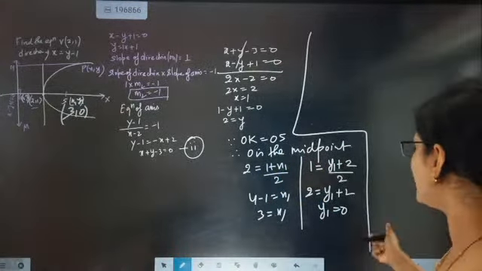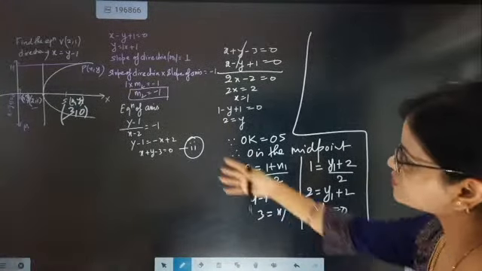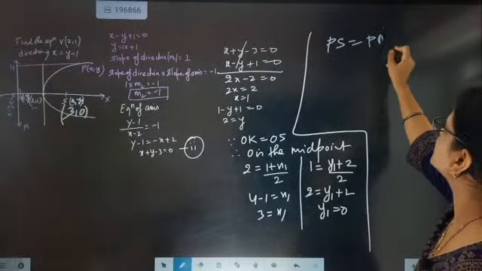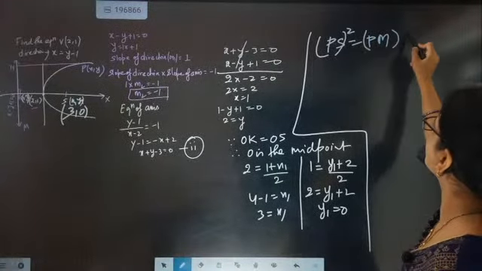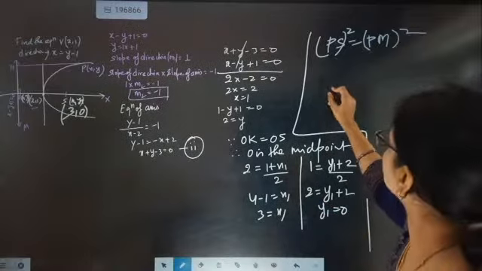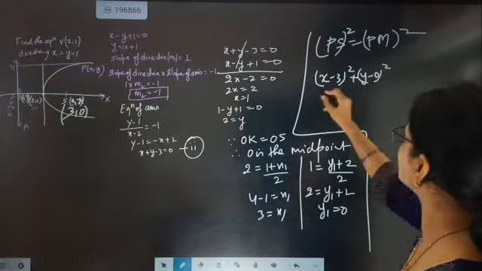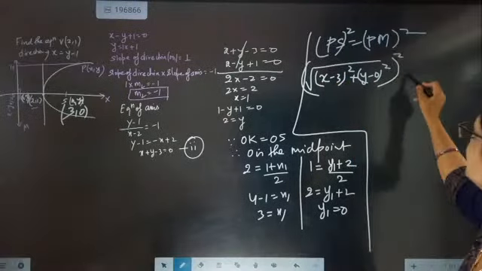Fine. So now we got the focus point. Now we know PS equals PM, we have to do. So now square it. (x - 3) whole square plus (y - 0) whole square.